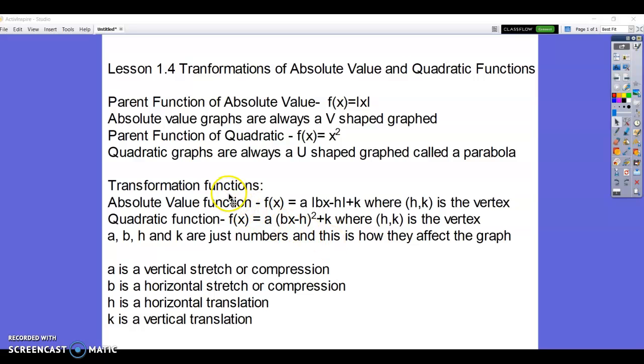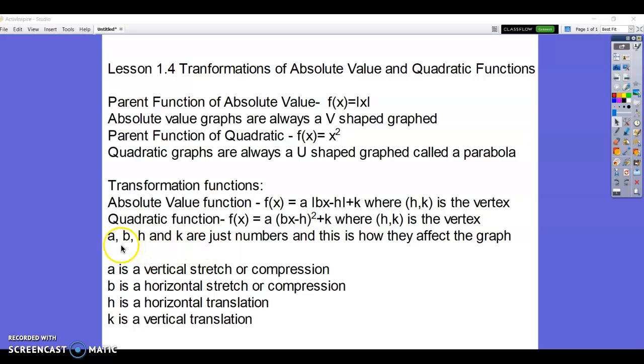So for a transformation function, you can use the formula f of x equals a times the absolute value of b times x minus h, plus k, where h and k is the vertex. Okay, very similar with quadratic, except you're using parentheses squared because it's a quadratic. And then h and k is still the vertex. So you can see that these are very similar, and what happens to them is very similar as well.